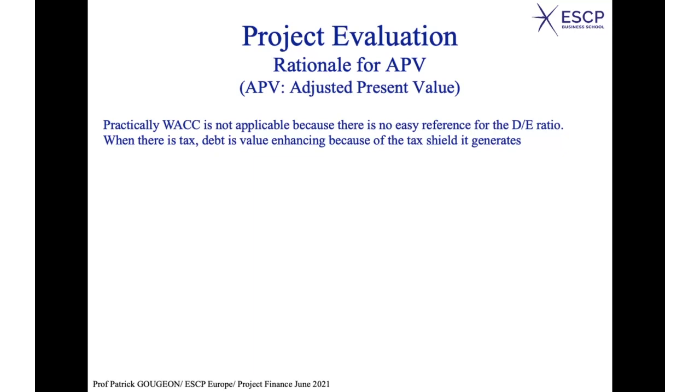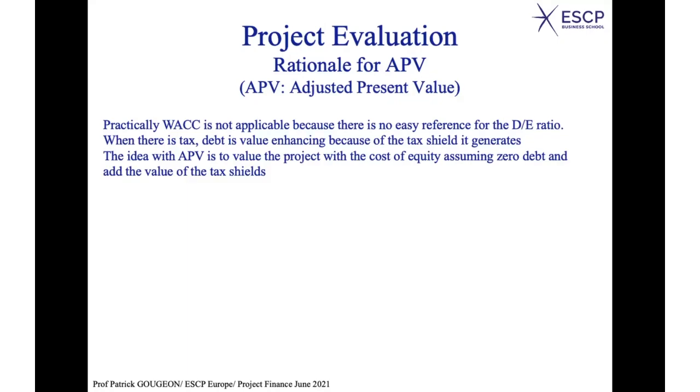And this is an important point, because the APV is based on a very simple idea. The idea with APV is to value the project with the cost of equity only, assuming zero debt. So you start with the idea that you have zero debt. You forget about that. And therefore, you value the future cash flows with the cost of equity only, but the cost of equity as if zero debt. And remember, that is without the impact of a financial leverage. And then we take into consideration that debt would generate value because of the tax shield.